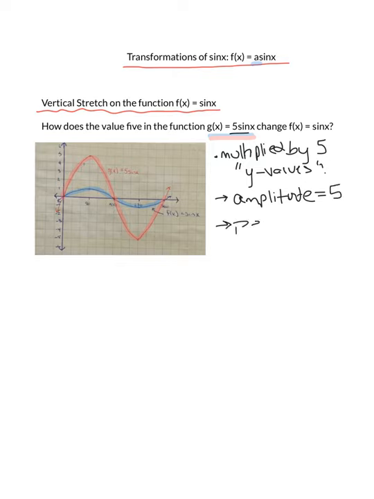My period is still 360, so nothing changes that way. And my equation of the axes is still at y equals 0. So nothing changed that way either. My resting place, or my middle, is still the exact same.